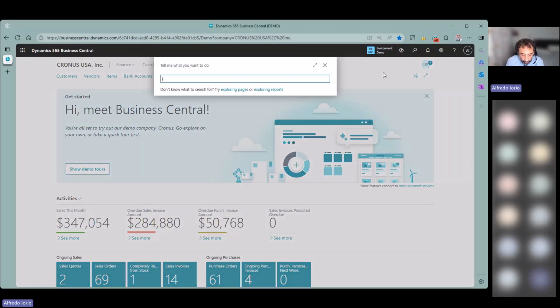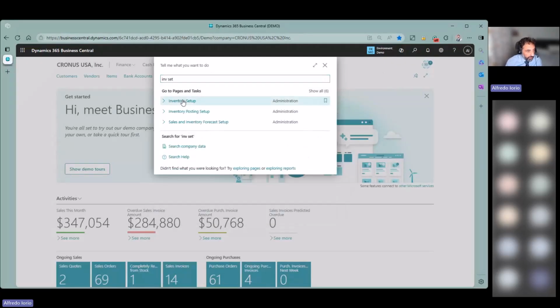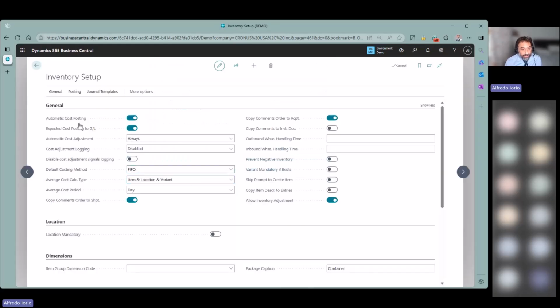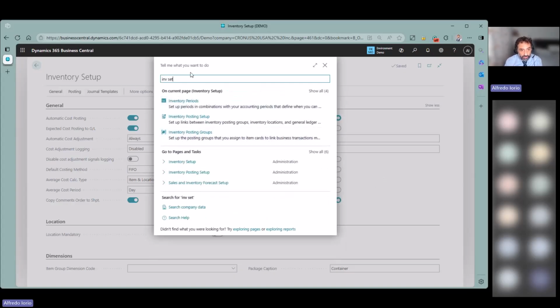So expected cost posting, as you might know already, is enabled on the inventory setup page. And it's driven by this field here, expected cost posting to the GL, right? Once this one is enabled, we need to ensure, and this is where we're going to look at the posting, that a couple of fields, very important, are set up, because if you don't, you won't be able to post. Expected cost posting is managed in two places. In the inventory setup page, inventory posting setup page.